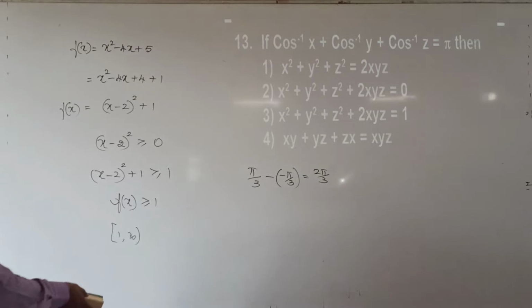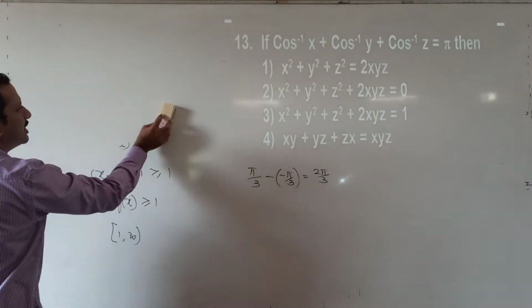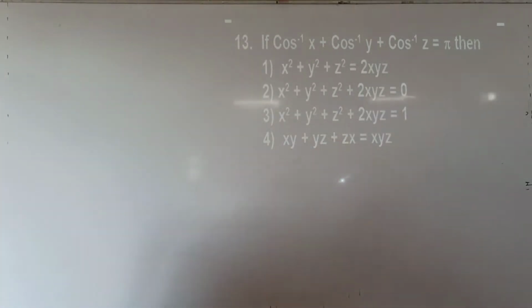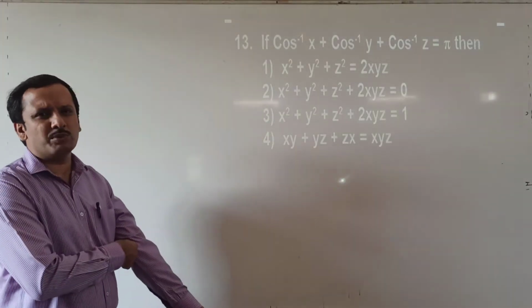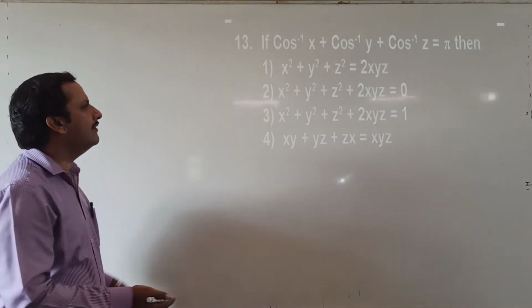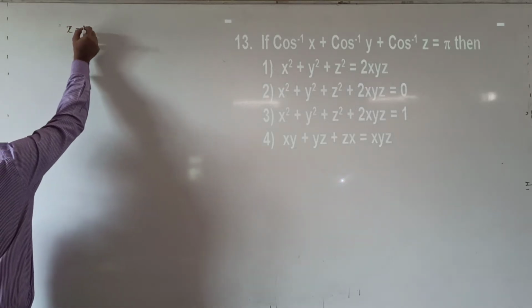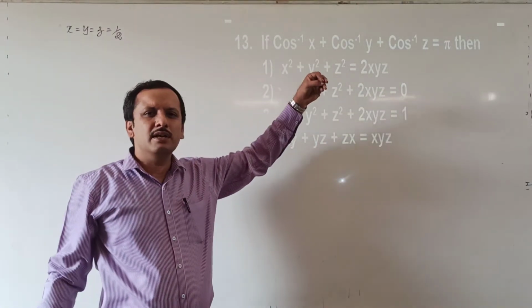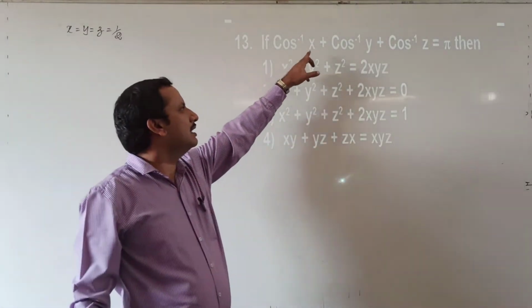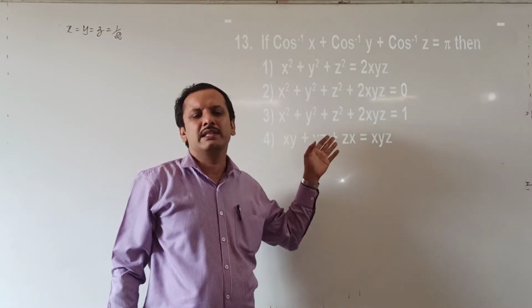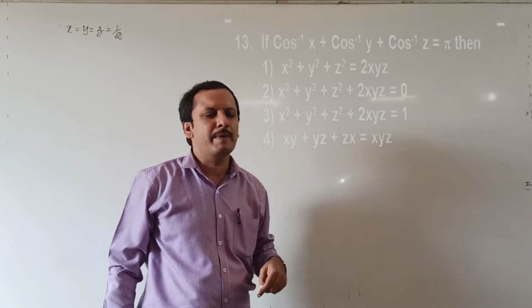Then, if cos inverse x plus cos inverse y plus cos inverse z is equal to pi, then what happens? Here, better you can go for some substitution. Put some value for x, y, z such that this equation will hold good. I will take each of them as pi by 3. That means I will take x equal to y equal to z equal to 1 by 2. So this is trial and error I am doing. Then cos inverse 1 by 2 is pi by 3. Pi by 3 plus pi by 3 plus pi by 3 will give us pi.